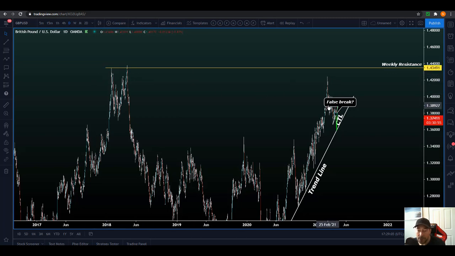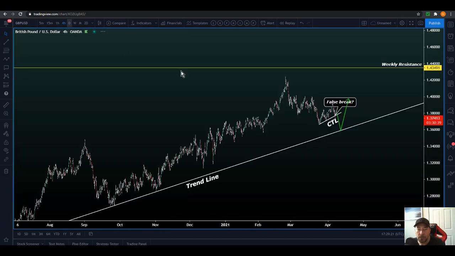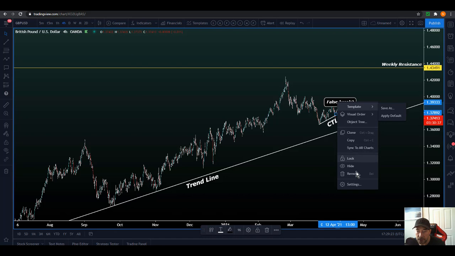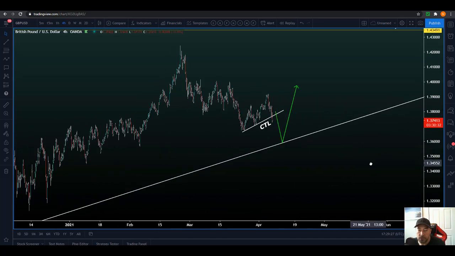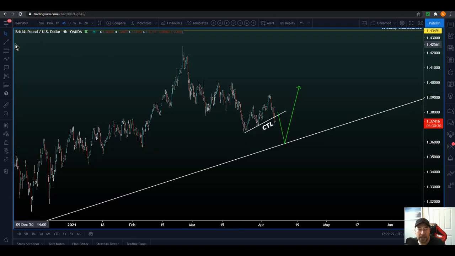So we're thinking we could push down into the trend line. The trend line's going to act as support. We then start to see buyers come in and head towards that weekly resistance, heading towards that big number 1.44. So when you look at the smaller time frame, I'm just going to delete that because we don't need it. It does look as though price is in a corrective pattern here. We can almost do that as well.